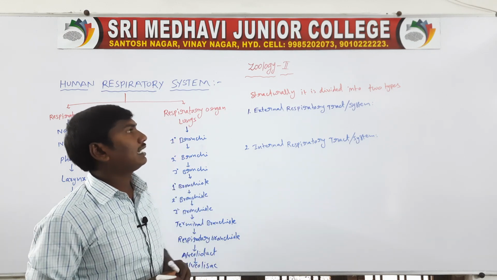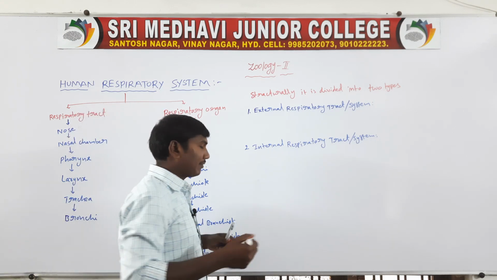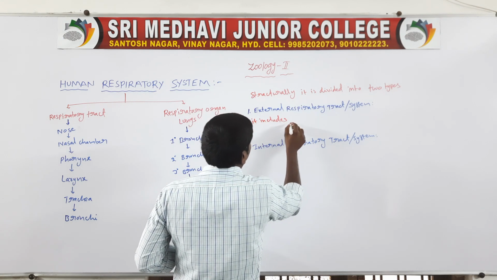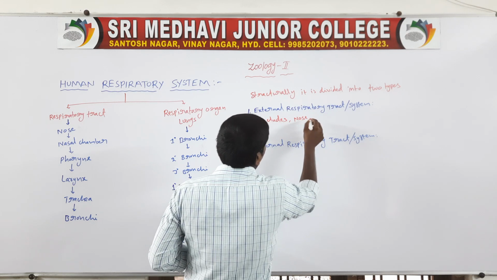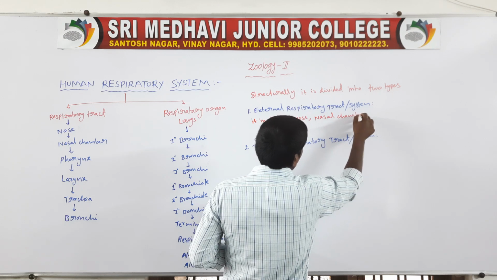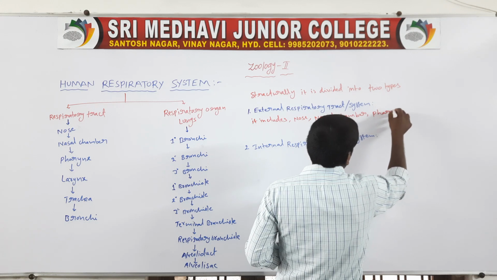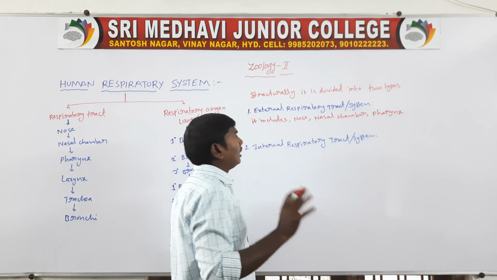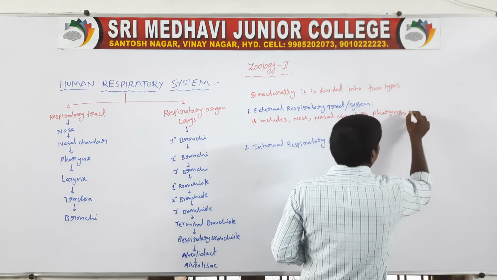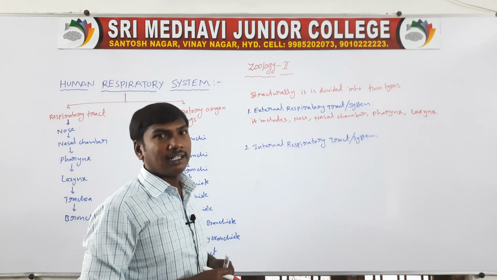First one, the external respiratory tract. The external respiratory tract includes the nose, nasal chamber, pharynx, and larynx. They are present in the external respiratory tract.